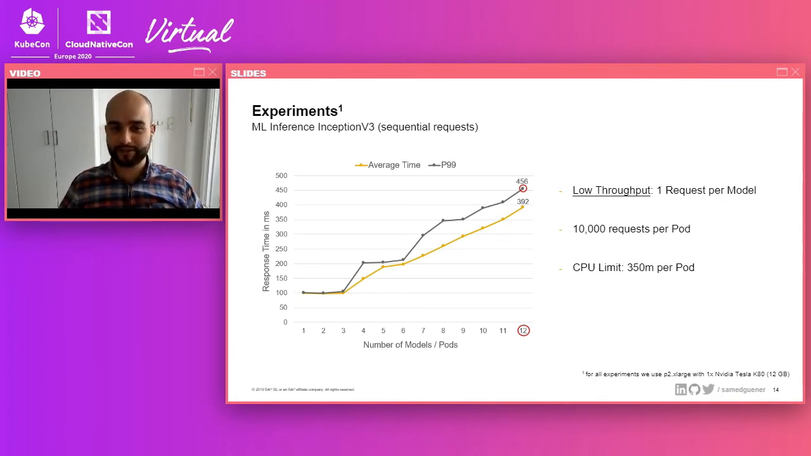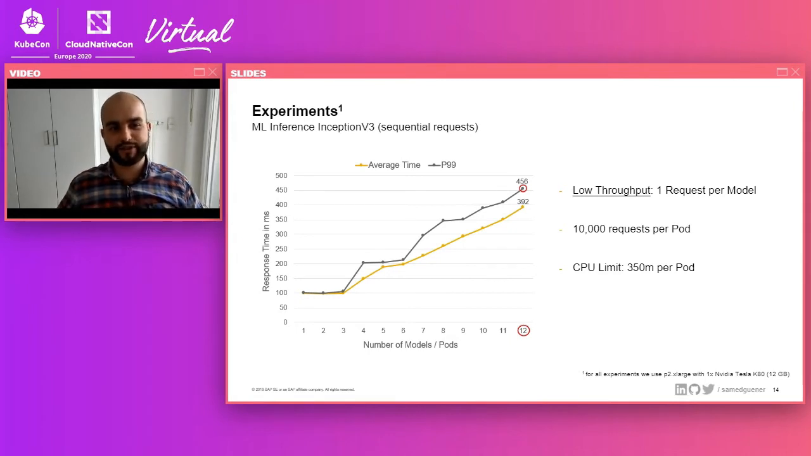A disclaimer at this point, this experiment is done using a sequential request pattern, meaning each model handles at most 1 request at a time. Given the data to the left, for 12 models running on 12 vGPUs, we have a P99 in response time below 500 milliseconds. You might be asking how we managed to fit 12 Inception models onto one K80 with 12 GB RAM, while most of the time a model wants to allocate the full GPU.